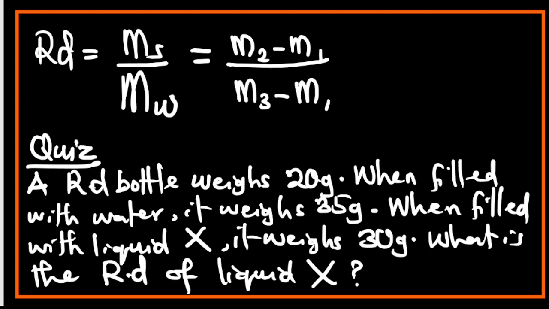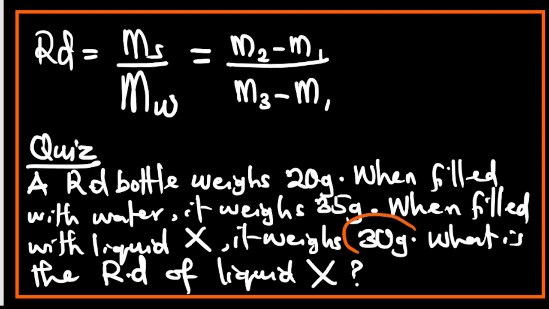So this is like a question we solved in the last class that says there is an RD bottle that has a mass of 20 gram. When filled with water, the weight should be more than 20 gram, right? So in this case, it's 35 gram. Similarly, when filled with a certain liquid X, the weight is 30 gram. So based on what you can see, when you fill it with water and the weight is 35 gram, when you subtract 20 from 35, that gives you 15. That accounts for the weight of water.